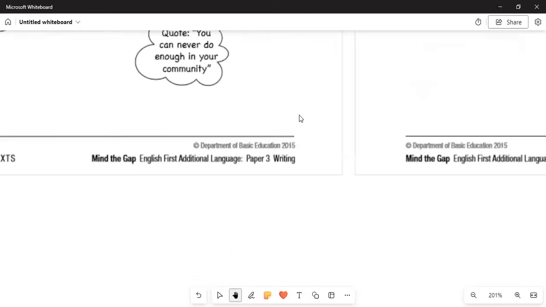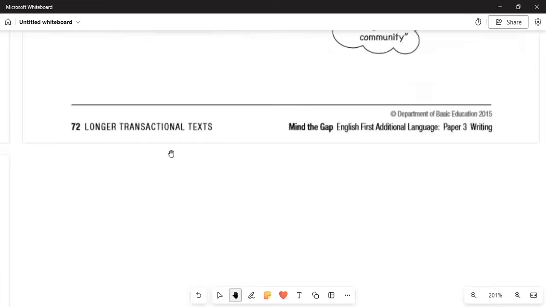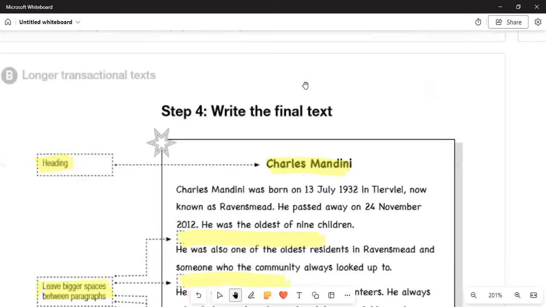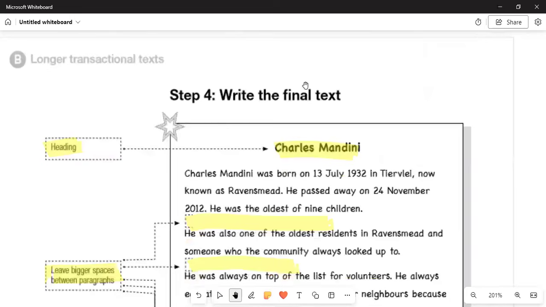That is, we are calling it the first draft or the rough draft. This is the final draft. So in the final draft, it means there must not be any error. The heading there, you can see Charles Mandini is given. And then we are saying Charles Mandini was born 13 July 1932 in Diersfeld, now known as Raspenmet. He passed away on the 24th November 2012. He was the oldest of the 9 children.